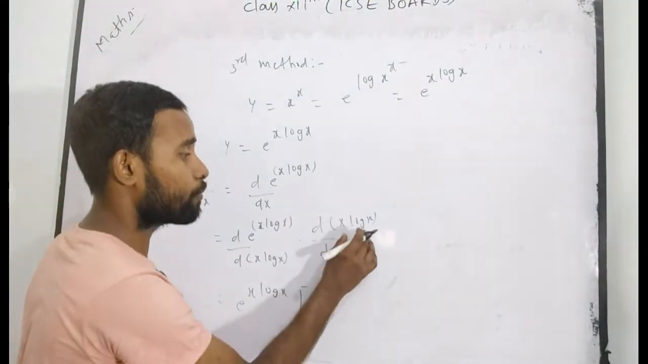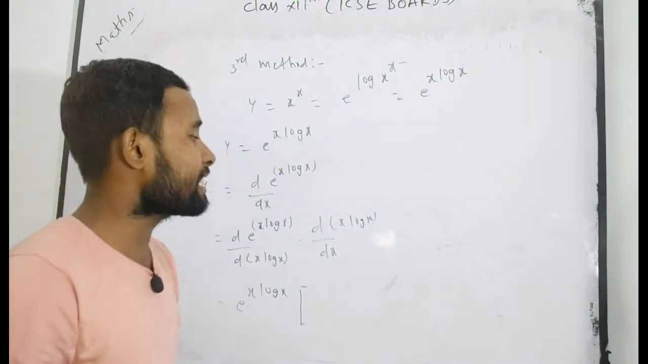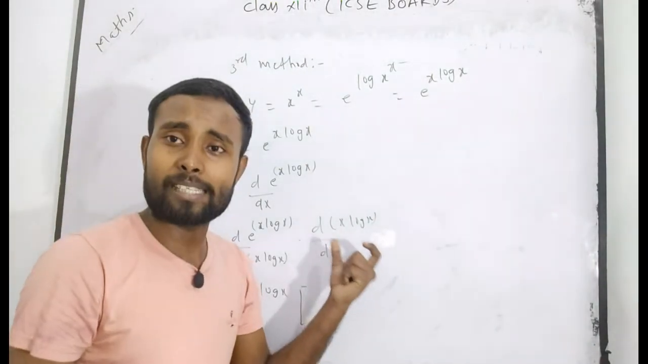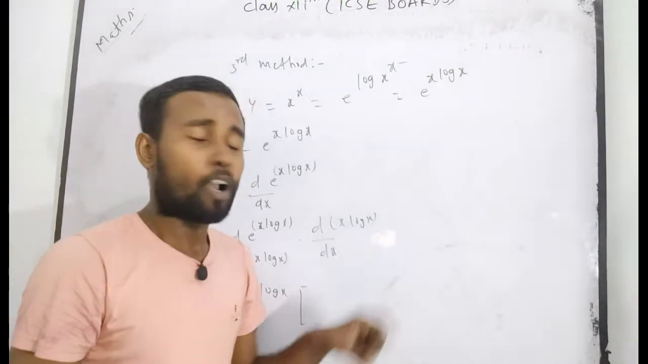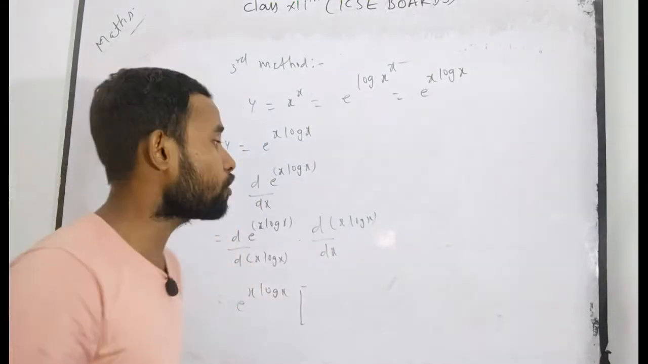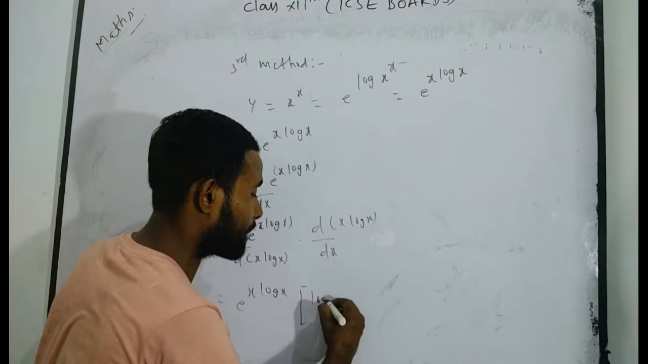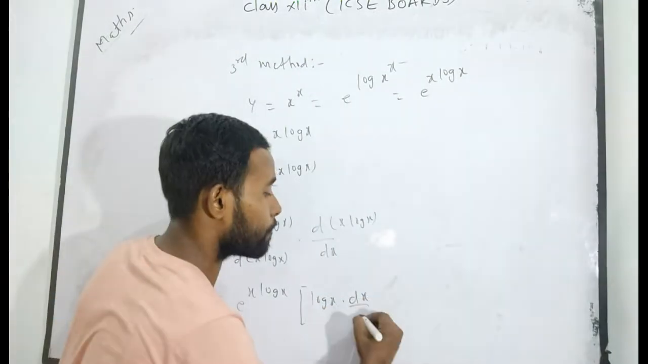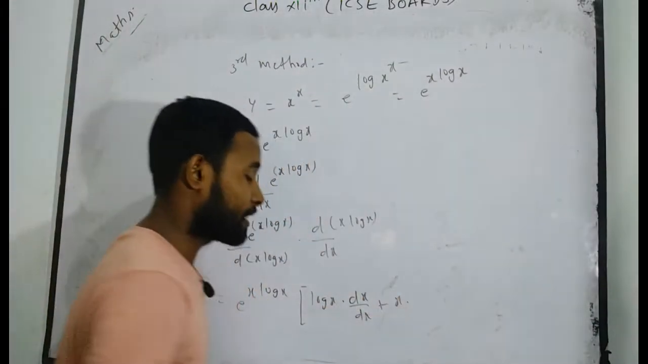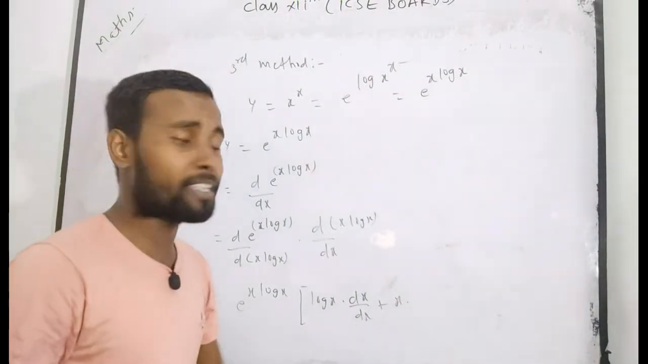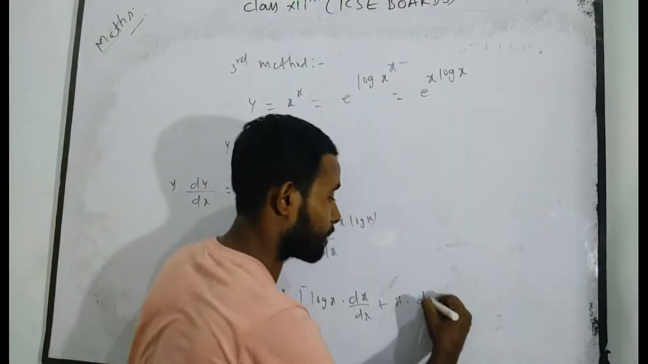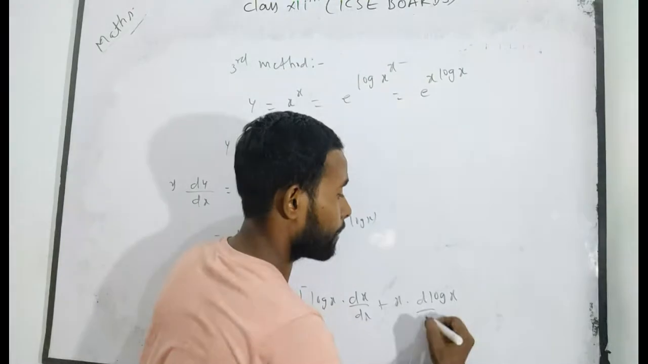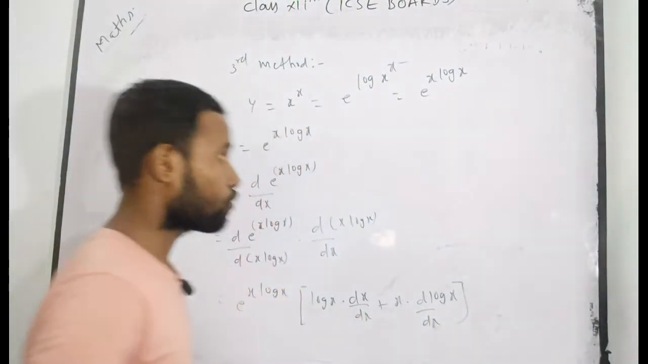Now in the second term, you see both functions are as a product, that means x into log x. When you apply the product rule, you will take the second term out and differentiate the first term with respect to x, plus, in the second step, you will take x out and differentiate the second term with respect to x. That means x times the derivative of log x with respect to x. I think you understand very well.